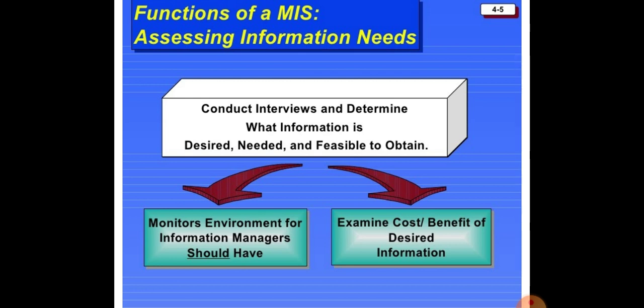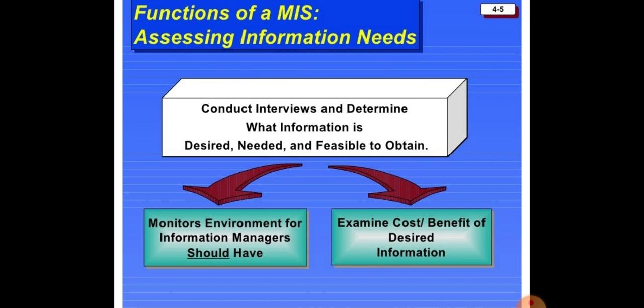Assessing information needs. There are three boxes, one common box and the other two are correlated with the first one. In the first box, conduct interviews and determine what information is desired, needed and feasible to obtain. It means we are conducting interviews to get the information. Whatever information we want, we need the right type of information, so we conduct interviews for that. So what two things are related to it?